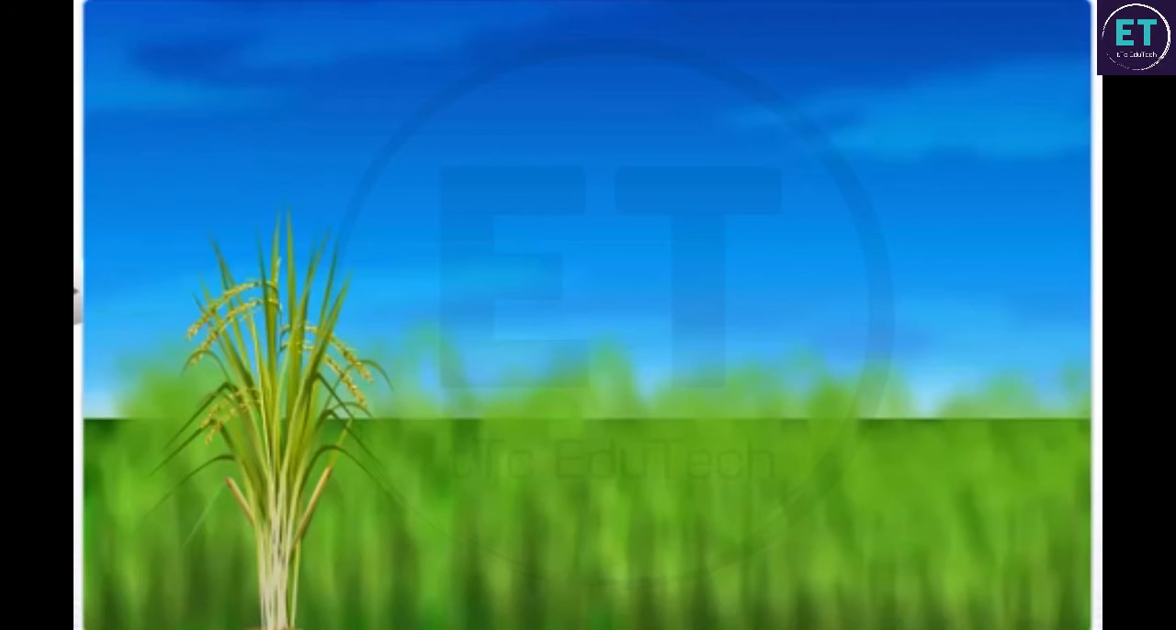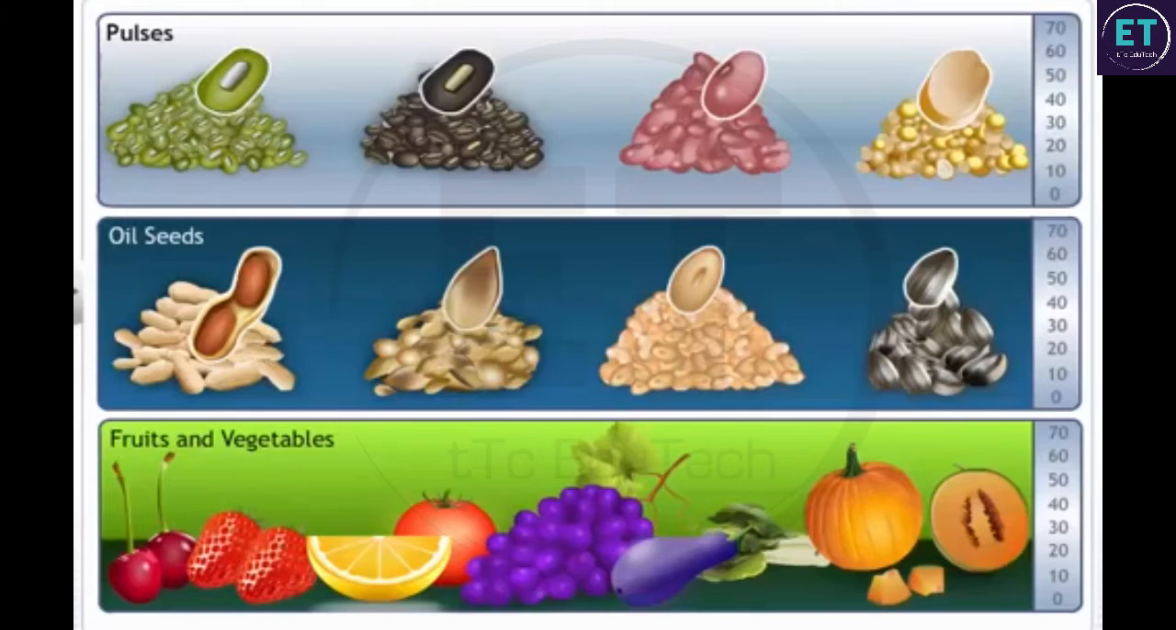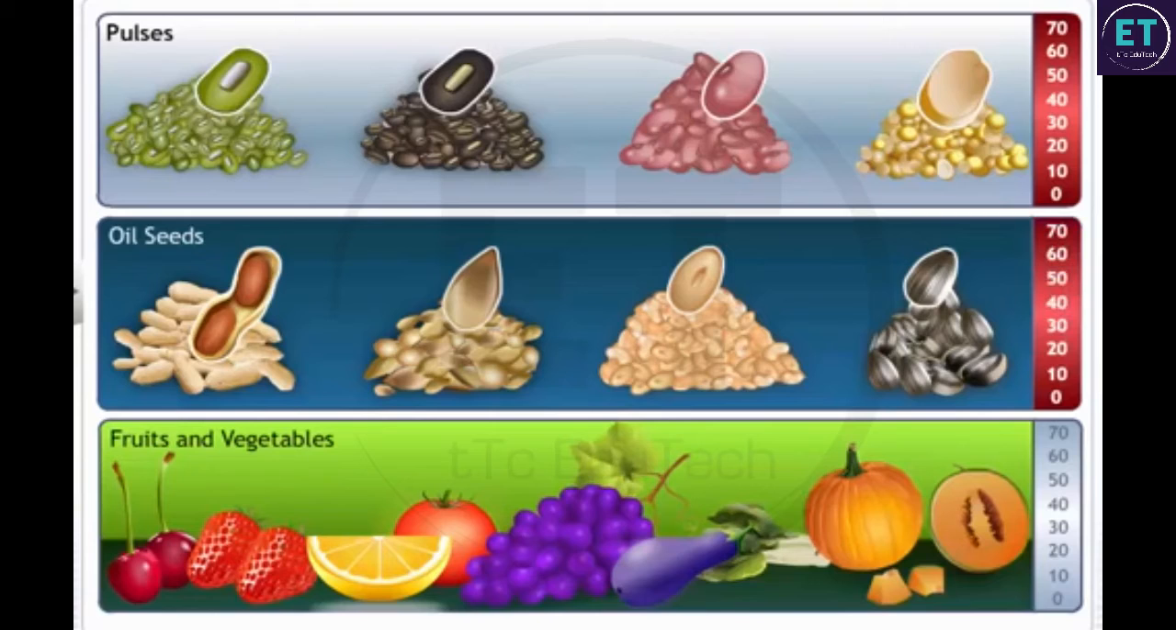Now let us look at the reasons why crop variety improvement is done. The primary reason is to increase the yield of the crop. A second reason is to improve the quality of the crop products. For example, to improve the protein content in pulses, oil content in oil seeds, and preserving quality in fruits and vegetables.